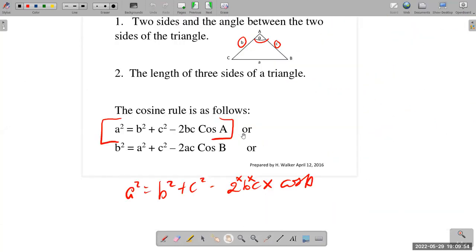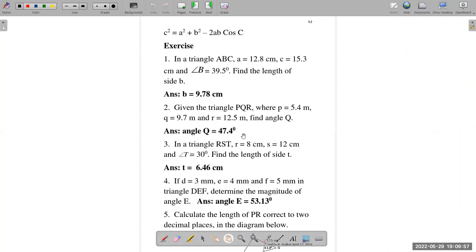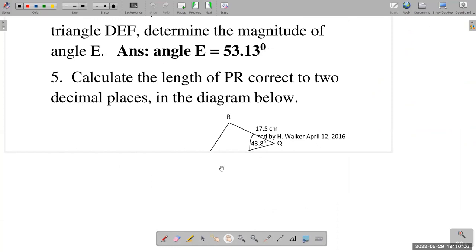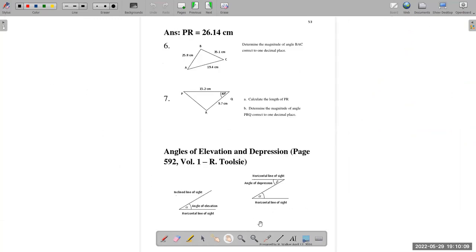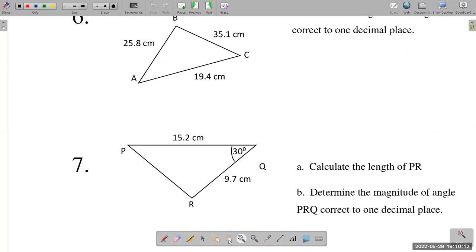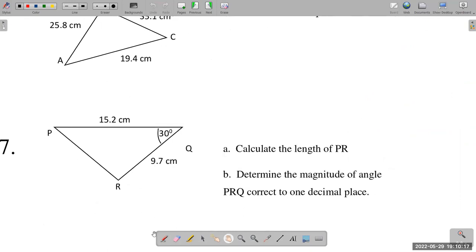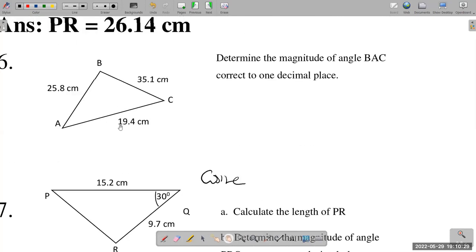Let's do an example with the cosine rule and then we're moving on. I think this diagram gets shifted around, but that's okay. Look at this diagram here. What rule do we use here? The angle is in between the two sides. So what rule is this? The cosine rule, right? So we're gonna do this one. Another case is if you get all three sides, you could use the cosine rule as well.